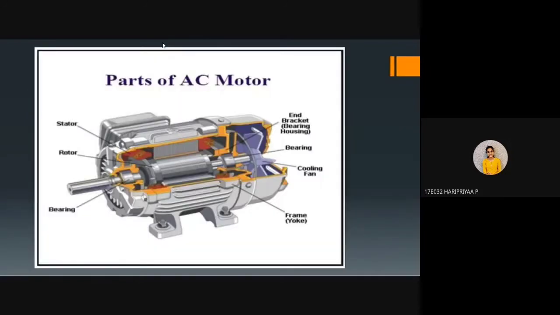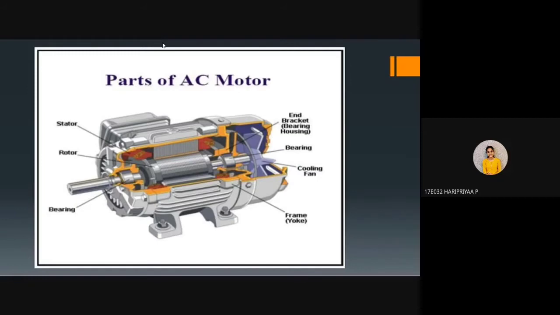Then we'll see about the parts of an AC motor. It has a stator, a rotor, a bearing, a frame, a cooling fan which reduces the heat, another bearing, and an end bracket. Then, the induction motor works on a transforming action. The stator works as a primary and the rotor works as a secondary.